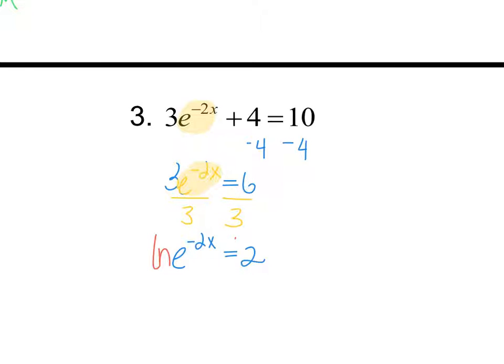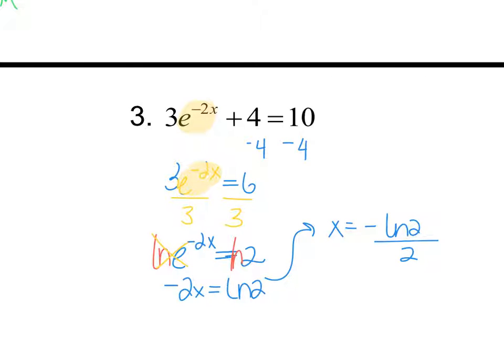Okay, just remember that whatever you do to one side of the equation, you have to do to the other side of the equation. So these quote unquote cancel each other out, and I'm left with negative 2x equals ln of 2. So x equals negative ln of 2, all divided by 2. Okay. A huge mistake that students make here is that they like to say that's natural log of 1. The 2's on the outside.